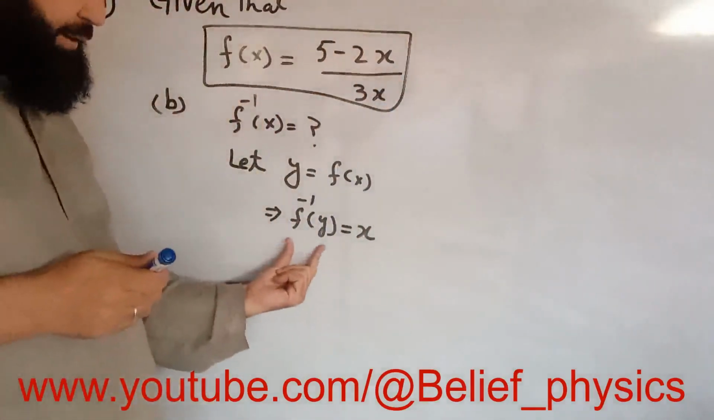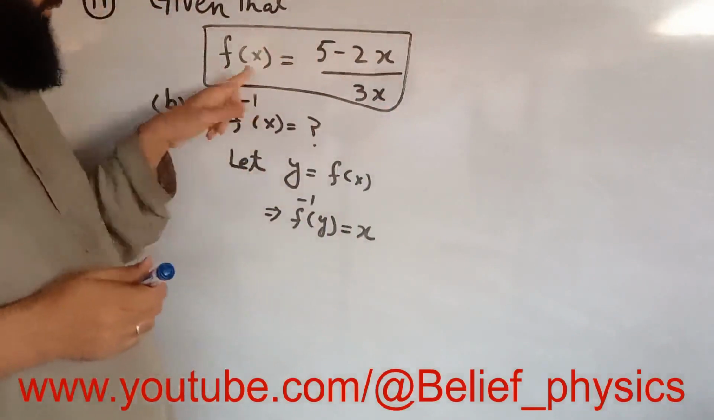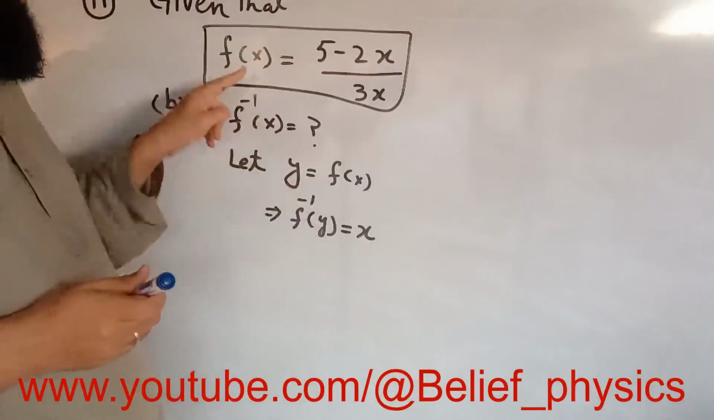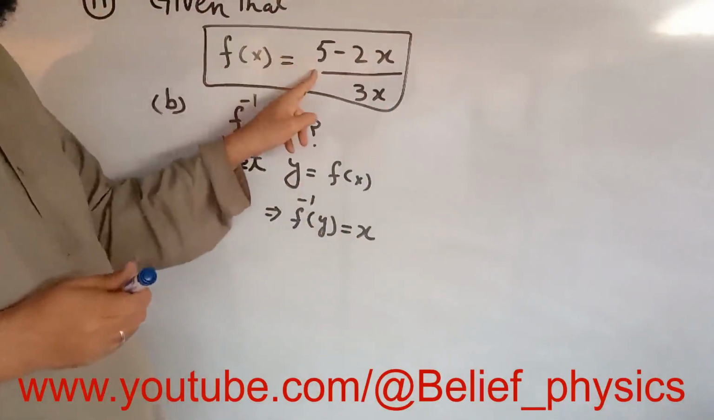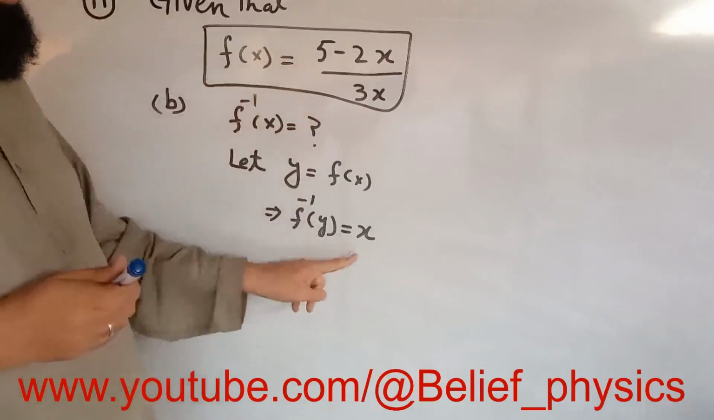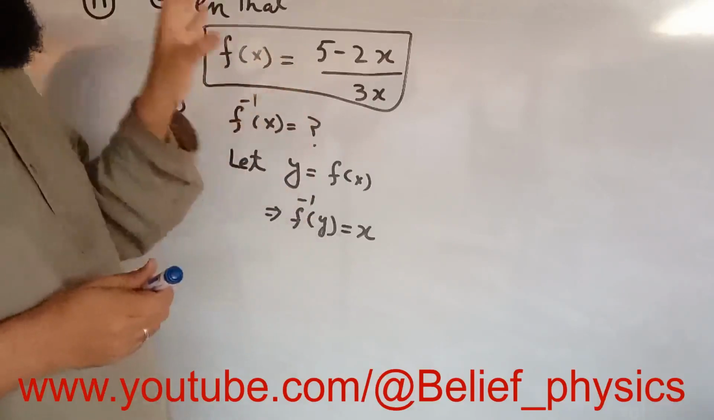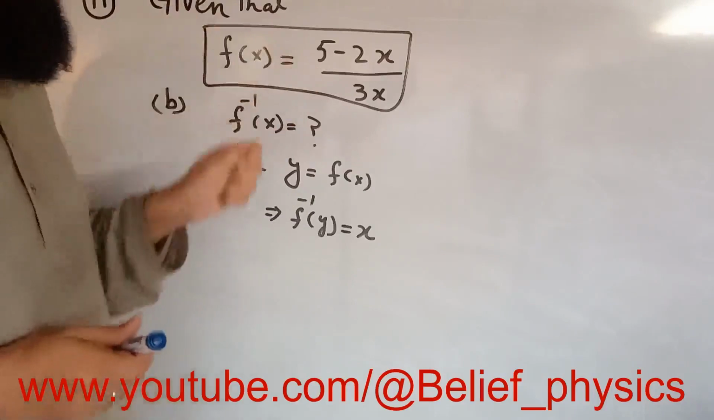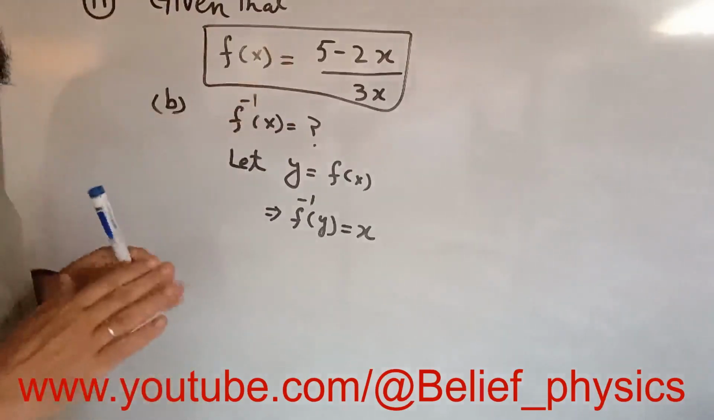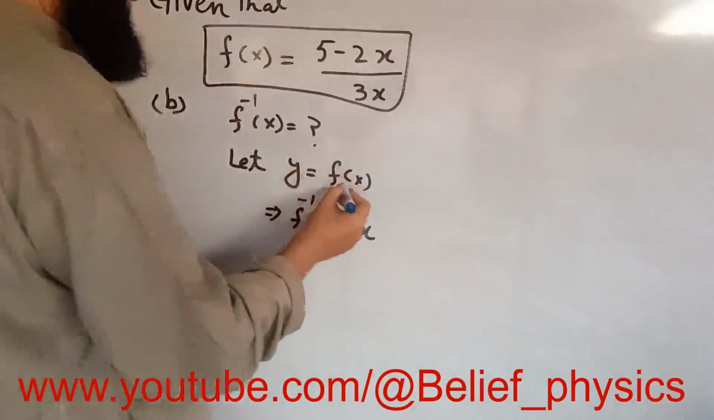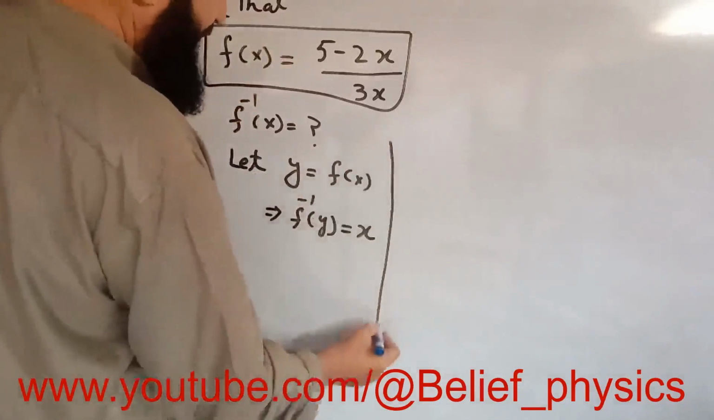We will find f inverse of y. So if we put y is equal to f of x, y is equal to this, then x will be equal to f inverse of y. So in that formula, we have to make x the subject of formula. So f of x is given, so what will we get from here? Let's see.